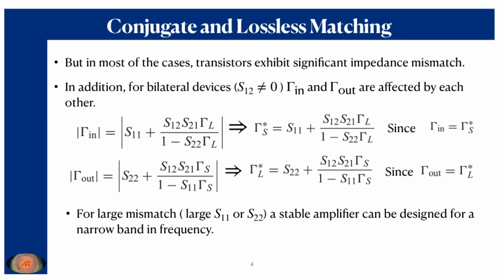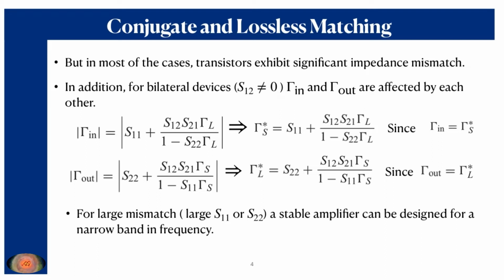Although it is very easy to establish a condition to achieve the maximum gain while the loss is 0, practically it is not so easy to design a transistor with no reflection coefficient or any other losses, because in most cases the transistor exhibits significant impedance mismatch.